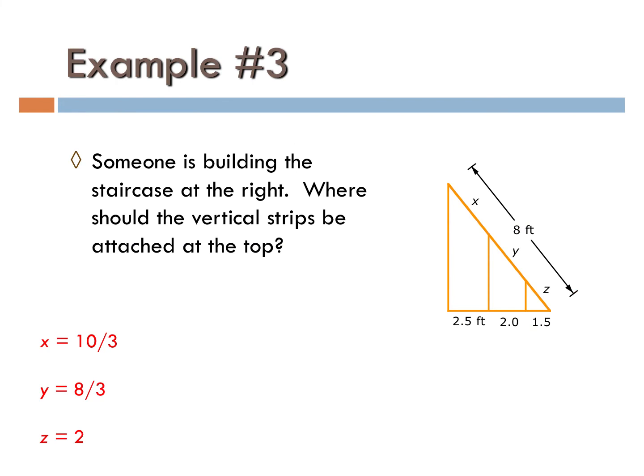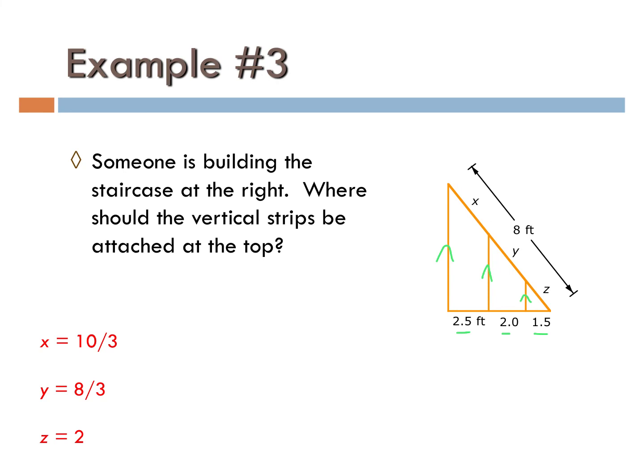Last example. Someone is building the staircase at the right. Where should the vertical strips be attached at the top? So that means these are vertical. All vertical lines are parallel to each other. So on the bottom here, I'm given this segment, and this segment. And on the top, I'm not given any of them. I don't have X, I don't have Y, and I don't have Z.